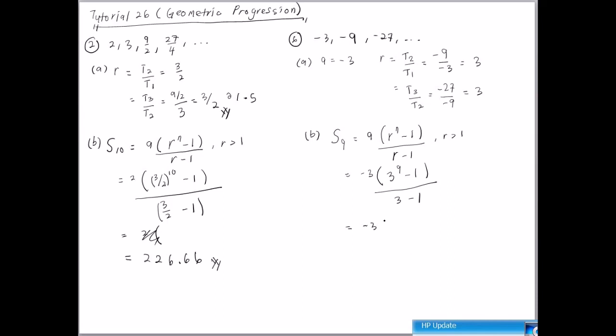Okay, -3 times, 3 power 9 is 19683. 3 minus 1 is 2. So 19683 minus 1 equals 19682. 19682 multiplied by -3, we get -59046. -59046 divided by 2. Final answer, -29523.